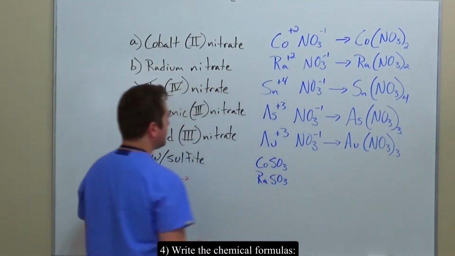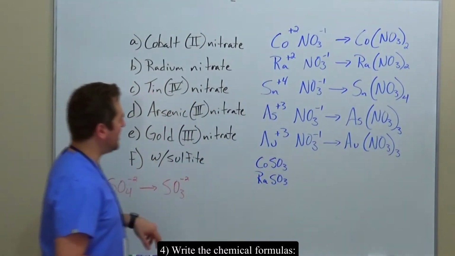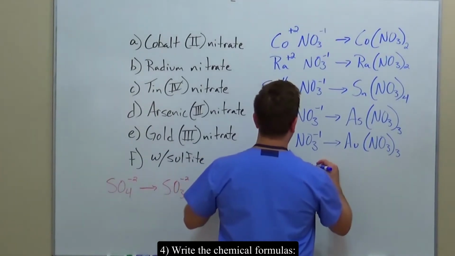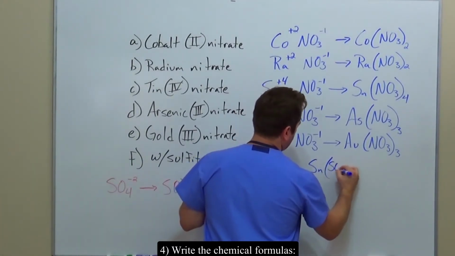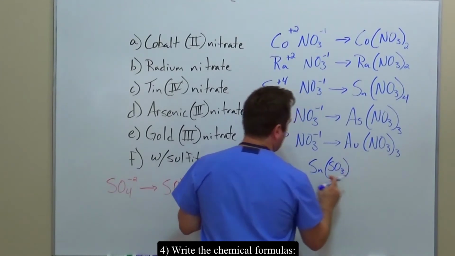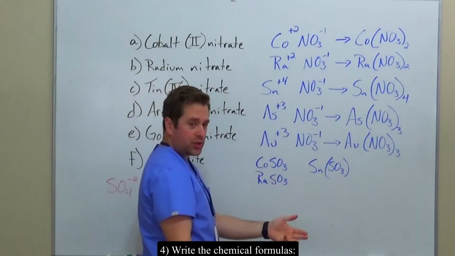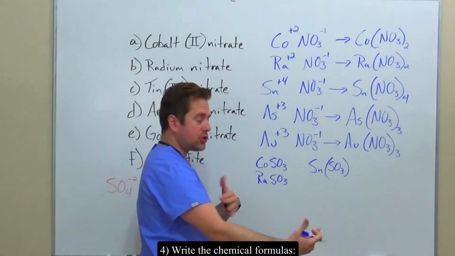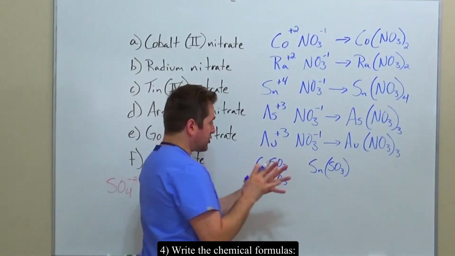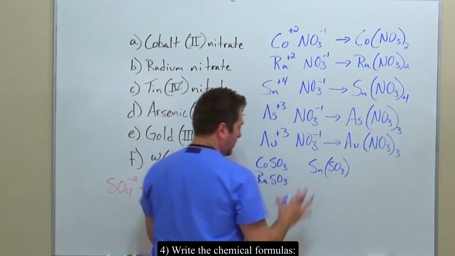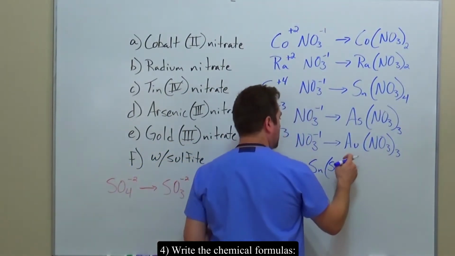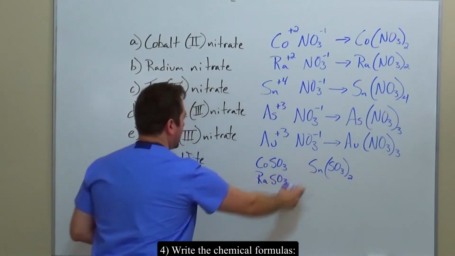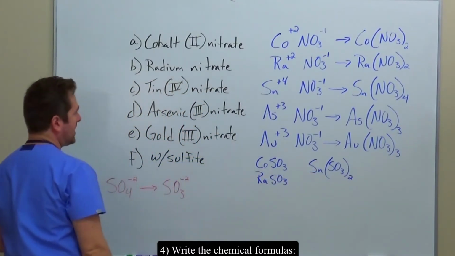RaSO3. Awesome. Next, tin 4. So we have Sn, and now we're going to have to use parentheses for our sulfite because the tin has a +4 charge. We need a -4 charge in total from our sulfite, or our anion, within this molecule. So how many of these do we need? We just need 2, because 2 times -2 is -4. That cancels out the +4 on the tin.